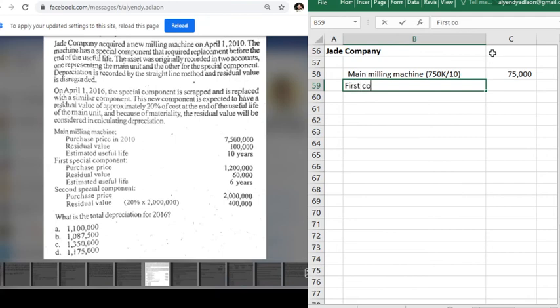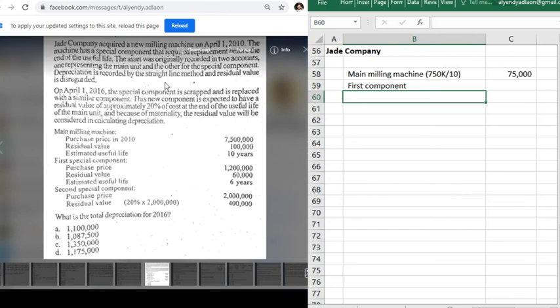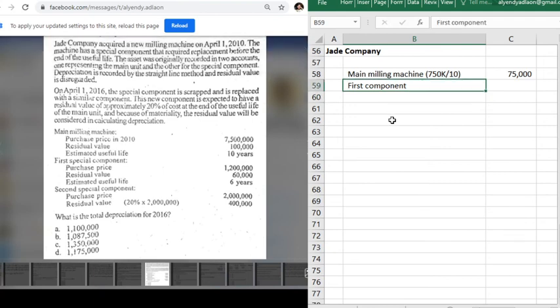While for the first component, okay, so let us read it again. The machine has a special component that required replacement before the end of the useful life. The asset was originally recorded in two accounts, one representing the main unit and the other for the special component. Depreciation is recorded by the straight line method and residual value is disregarded. So this paragraph contains the main milling machine and the first component information. Now, since the residual value is still disregarded, we simply have to divide this directly.